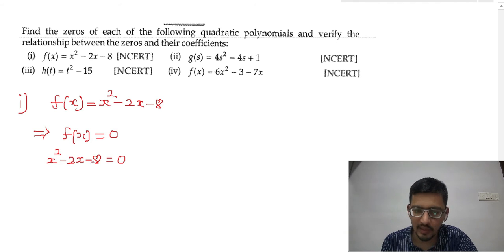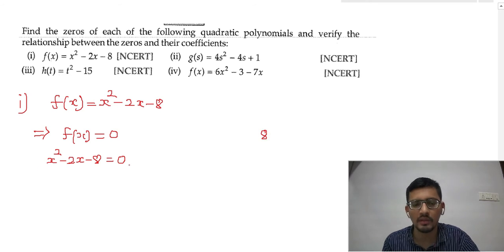This splitting the middle term you learned from grade 8, but still, one more time, what is the coefficient of x square here? 1. What is the constant term? 8. So the first step: you note down the coefficient of x square and the constant term and perform the product of the same. So what is 1 into 8? 8. Let me write that here.